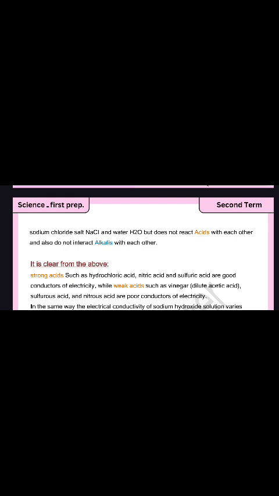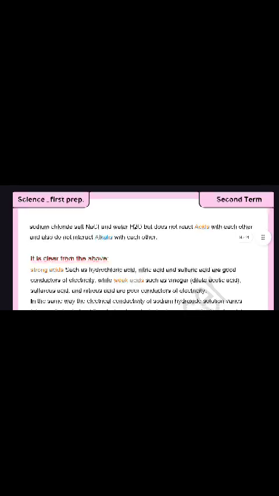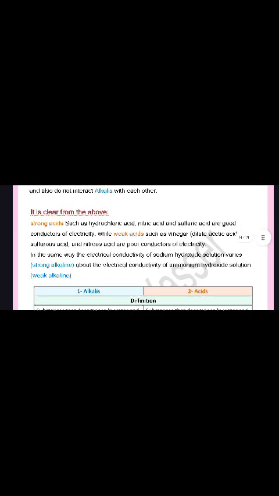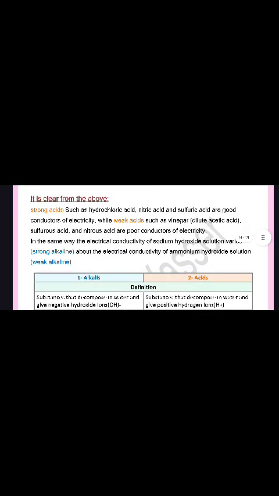But acids don't react with each other, and also alkalis don't interact with each other. So there is no reaction between one acid and another acid, and there is no reaction between one alkaline and another alkaline. It's clear from above that we have two groups of acids and also two groups of alkaline.